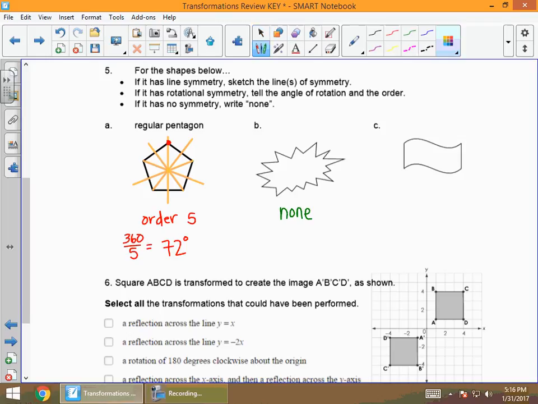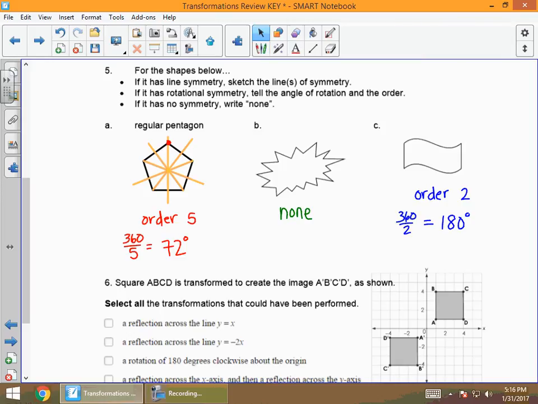And letter C out there on the right looks kind of like a waving flag. There are no lines that I can do to cut this thing and make it exactly the same. I was even looking at some diagonals, but I can rotate this. I can turn this thing upside down one time, so it has an order of 2, which means 360 divided by 2, that would be 180 degrees, rotationally symmetric. So I could rotate it to 180 degrees and get it to where it needs to be.